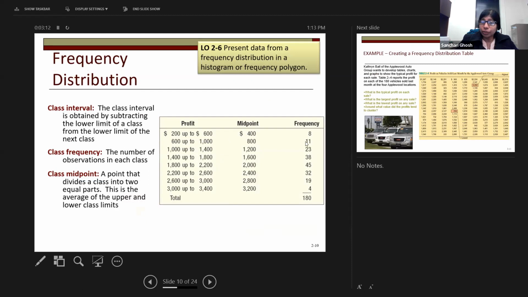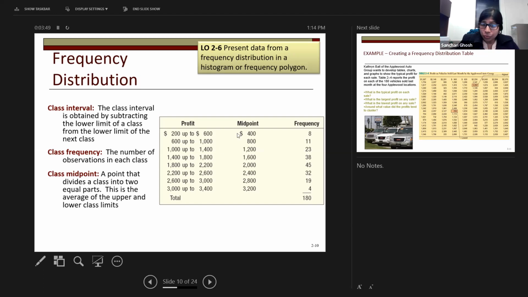The frequencies are one of the most important components of a frequency distribution table, of course, and they represent the number of items or the number of stuff that goes into that class interval. So number of vehicles whose profit level is between these thousands of dollars. So that's 8. Between this class interval, 11. So these are the frequencies, and this is slightly tedious because you have to count out the frequencies when your class distribution table is given.